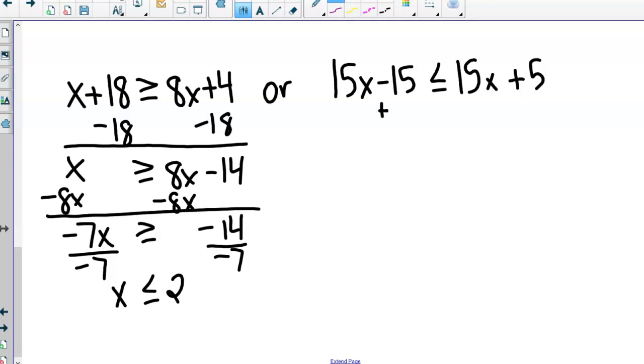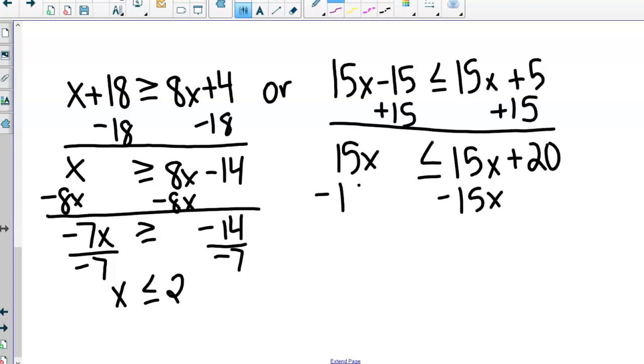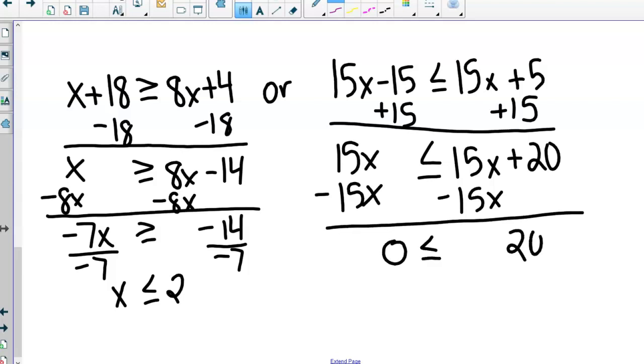So let's do this. We'll add our 15 to both sides. So we have 15x is going to be less than or equal to 15x plus 20. And then subtract the 15x from both sides. And find out that 0 is less than or equal to 20. Well, that certainly is interesting. I hope that when you saw this right in the beginning, you had that little bell going off inside your head saying, wait a minute, there's something kind of odd about this one. And then when you subtracted the 15x, you saw, I have no x term left.